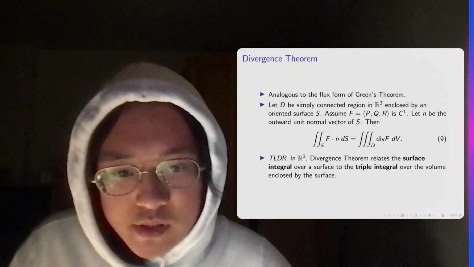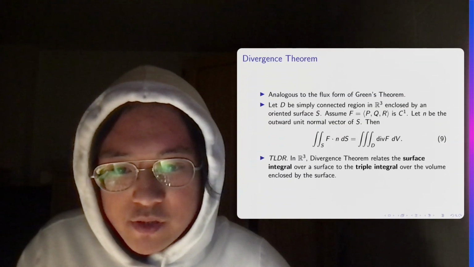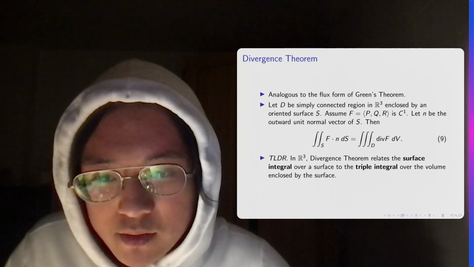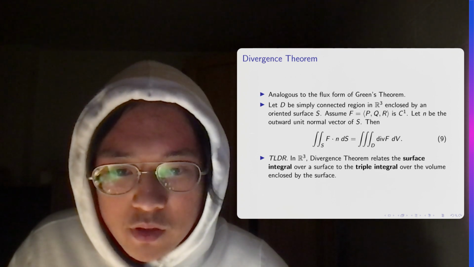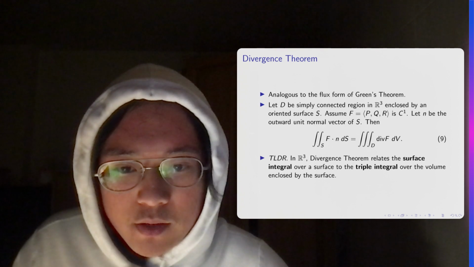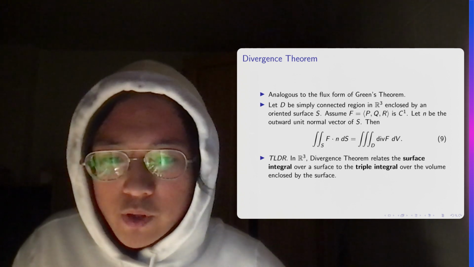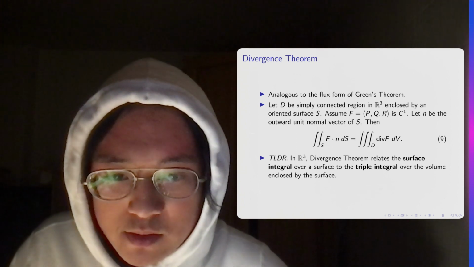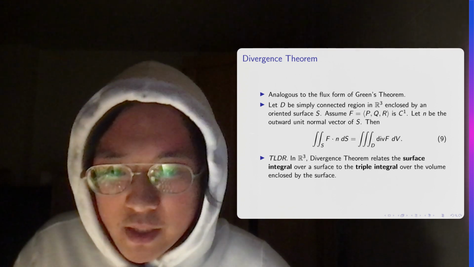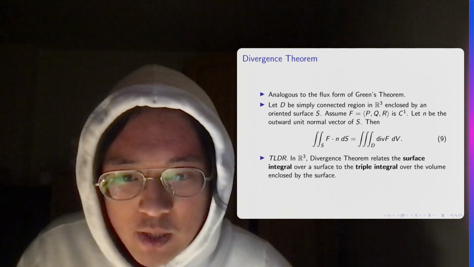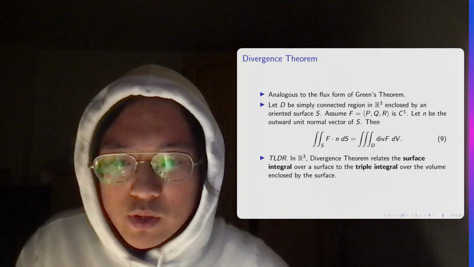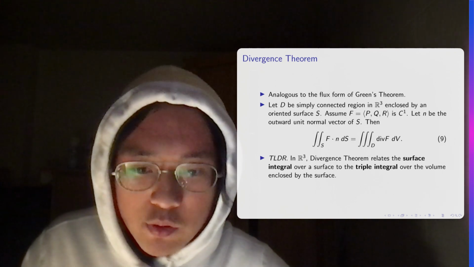Now we look at the divergence theorem, which is analogous to the flux version of Green's theorem. On the left-hand side, instead of integrating f dot n dr over a closed curve as a line integral, we're now talking about the flux in and out of a closed surface. So we're integrating f dot n dS over the given closed surface as a surface integral. We kind of do the same thing with the right-hand side. Instead of doing a double integral over a surface, we're now doing a triple integral over the volume enclosed by the given surface.